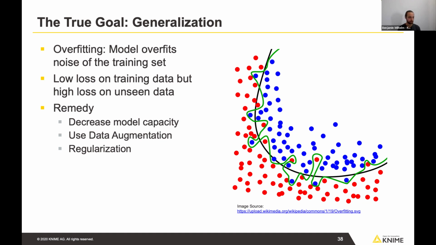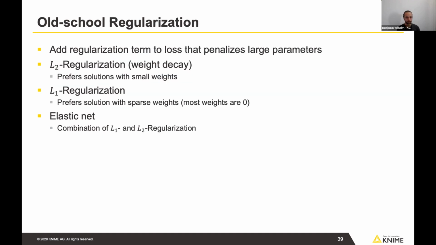If this is happening, you can either decrease the model capacity, so remove some of the hidden layers or some of the neurons. You can also use data augmentation to get more training data and to force the model to generalize. David will show you how to do some of these data augmentation techniques for images. And you can also use regularization. For regularization, there is this old school way of just penalizing large parameters, for example, with the L1 or the L2 norm, or a combination of both.